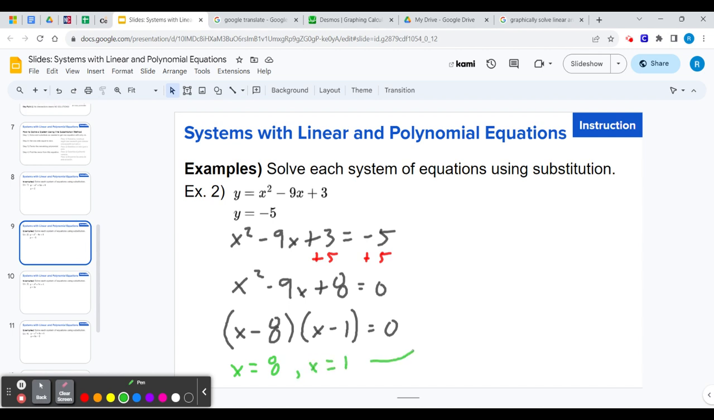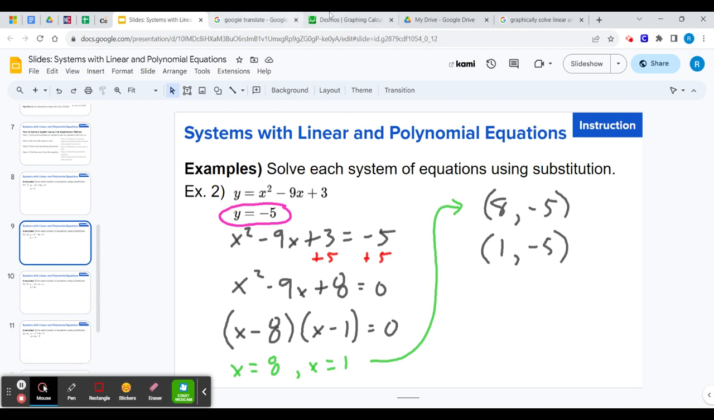So we can plug it back in to find our solution. In this case, again, we have another scenario where y is a fixed value at negative 5. So our two solutions are 8, comma, negative 5, and 1, comma, negative 5.